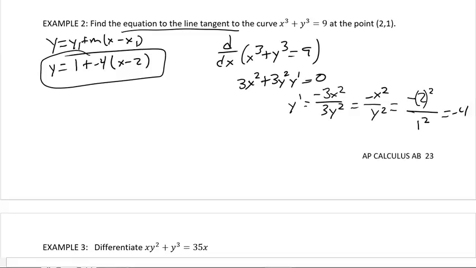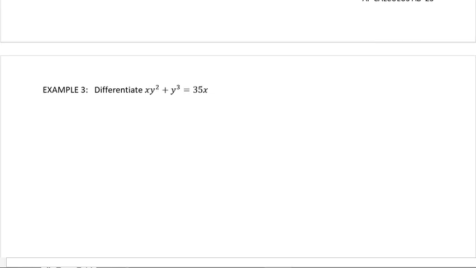Good. So again, we took the derivative with respect to x, tacked on y prime, solved for y prime, and then finally plugged the point in for x and y. Let's look at a third example. One a little more complicated here.